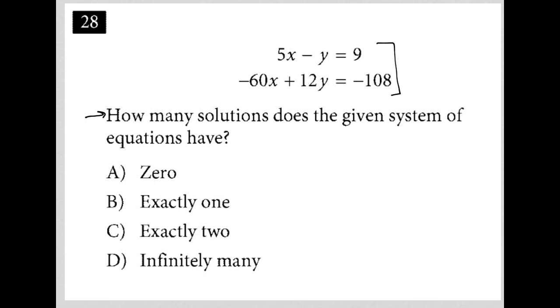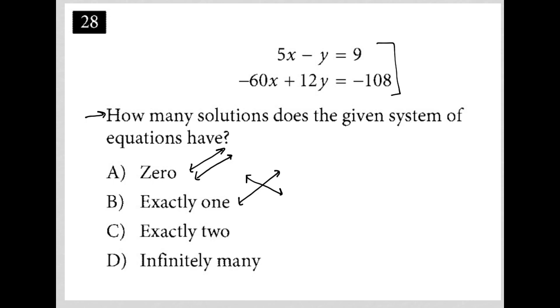So what does it mean for a system of equations to have zero solutions? Well, it means that the two lines are parallel, right? So I don't know if that's the case or not yet, but that's the only way choice A is correct. What does it mean for a system of equations to have exactly one solution? Well, that means that those two lines should intersect each other, right, at exactly one point. So again, not sure if that's the case here.